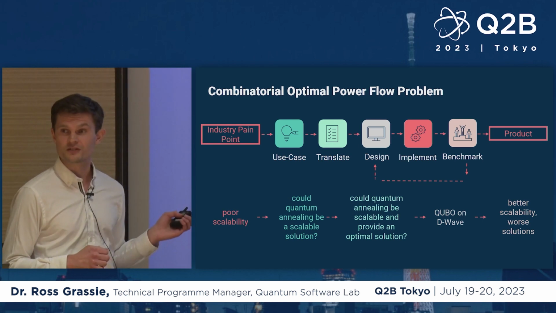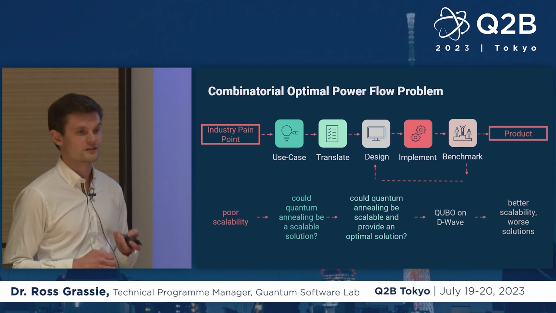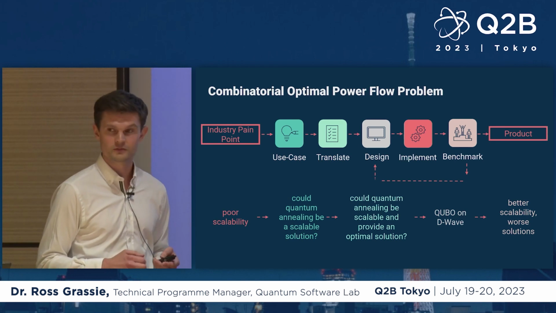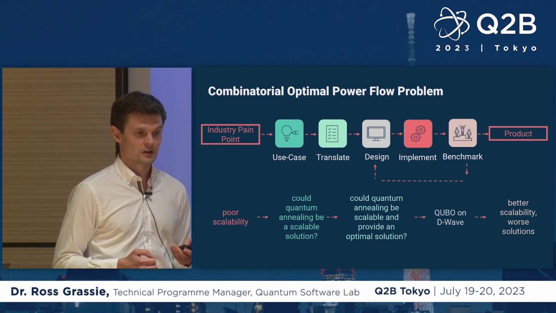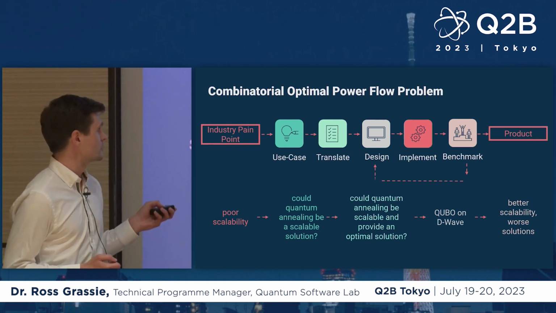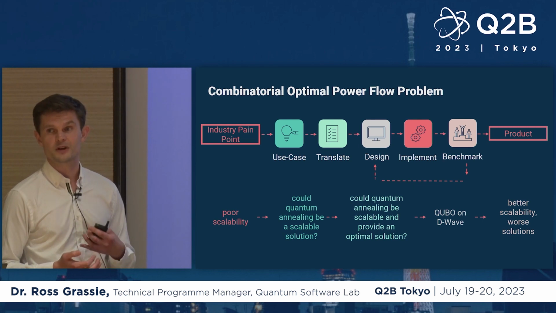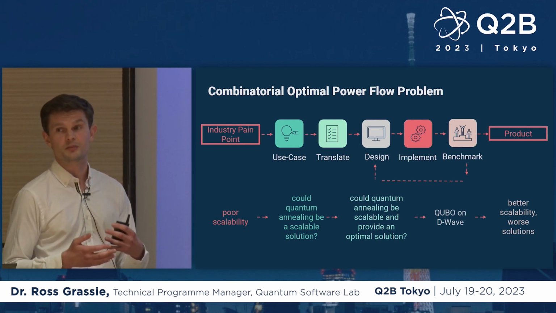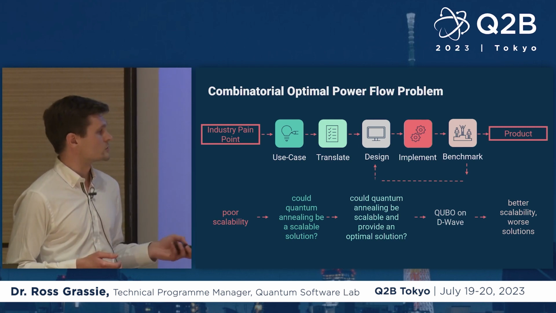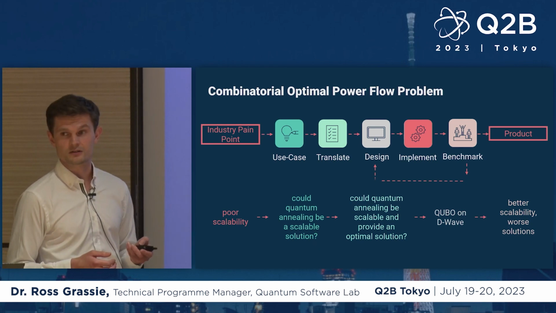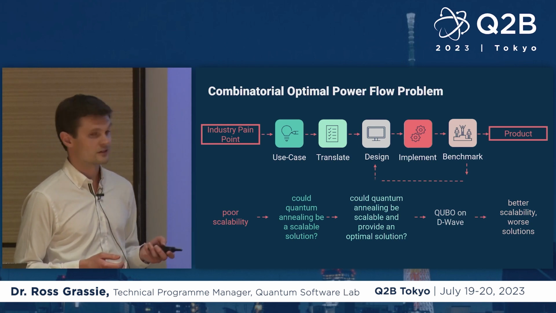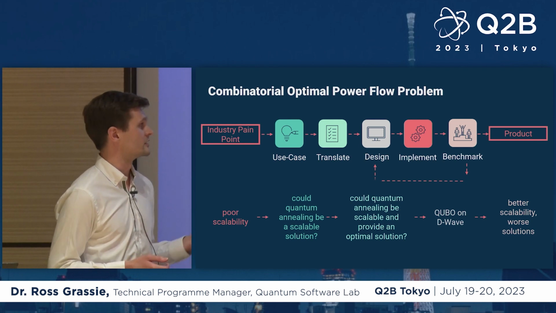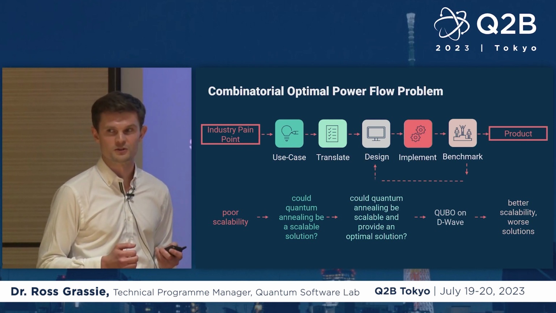So to summarize, we found that there was poor scalability in this optimal power flow problem, at least the classical solution. We then wanted to see whether a quantum annealing solution would be able to provide a good solution, but at scale. So we implemented it as a QUBO problem on D-Wave, and we did find better scalability. However, our solution was worse.